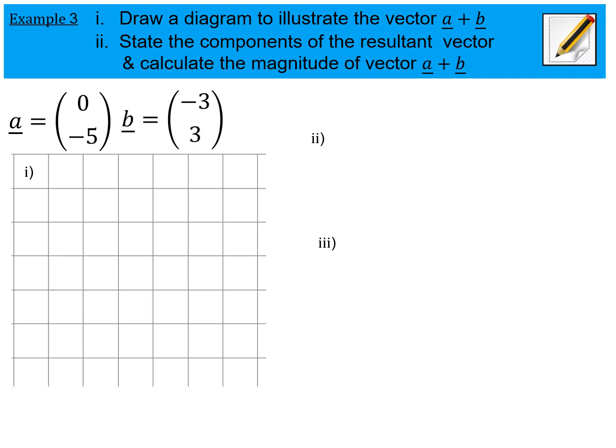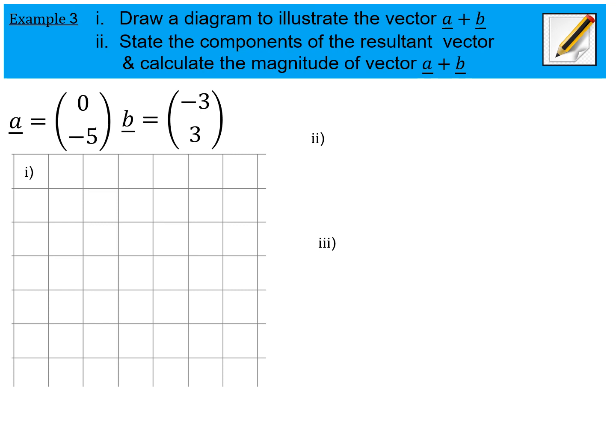Okay, one last example on adding vectors. So again, here we have been given the component vectors A, which is 0, minus 5, and B, which is minus 3, 3. So we have to draw a diagram to illustrate the vector A add B, and same procedure as before, state the components of the resultant vector and calculate the magnitude of vector A plus B.